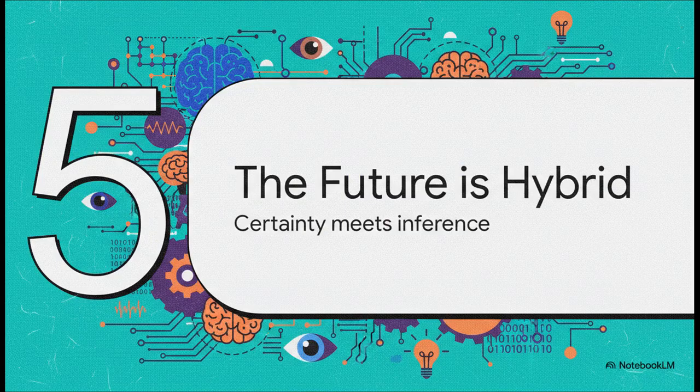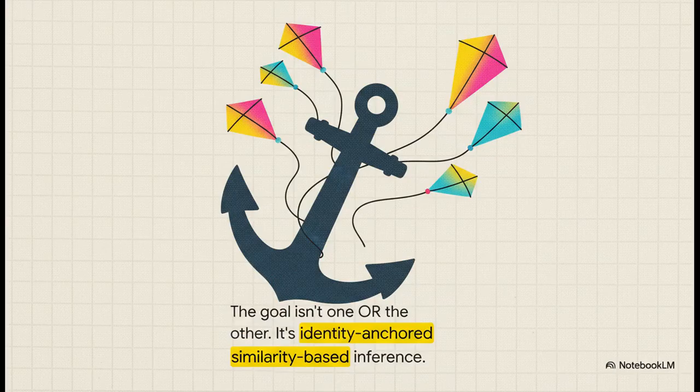And all of this brings us to the future, right? To the big picture. The future of intelligence, whether it's ours or the AI's, isn't about picking one or the other. It's not identity versus similarity. It's about where certainty meets inference. It's about combining them. Yeah, the goal is absolutely not one or the other. The future, the real prize, is building systems that are identity anchored, grounded in facts, but that are enhanced and supercharged by the power of similarity-based inference.